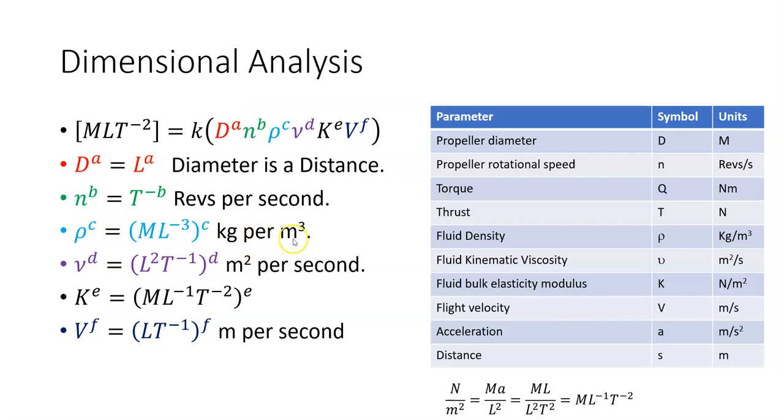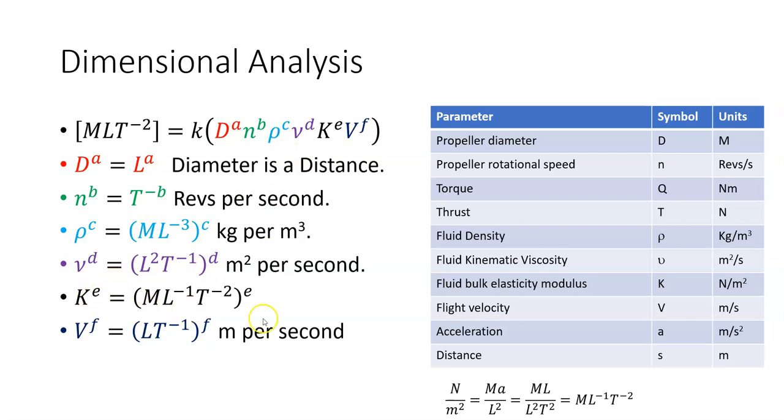Density is kilograms per meter cubed, so kilograms is mass, and meter cubed is distance, so per meter cubed is distance to the power of minus 3, and that's all to the power of c. And then the viscosity nu. Viscosity is measured in meters squared per second, so that's length squared per second, so L squared, t to the minus 1, all to the power of d.